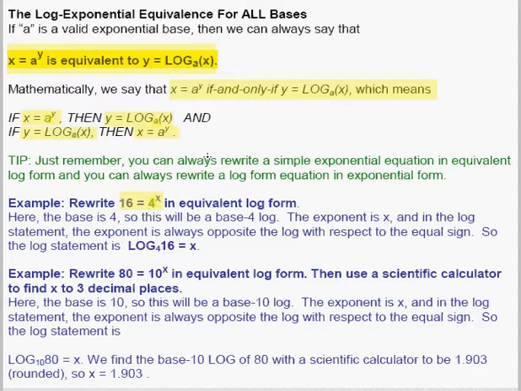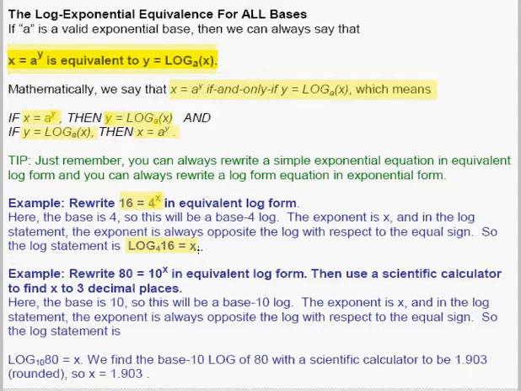The other thing you have to recognize is the exponent of the exponential. Let's say we have x equals a to the y. Y is the exponent. That y is always opposite the log. It's on the other side of the equal sign. So you're always going to have log base a of the quantity equals that exponent. Well, in this case, x is our exponent. So we're going to have a base 4 log, and that log is going to equal x. And that's what we get. Log base 4 of 16 equals x.